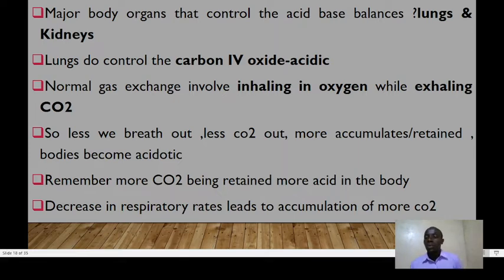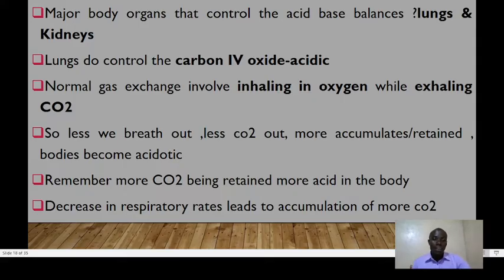So how do lungs work? Know that a normal gas exchange involves inhaling oxygen and exhaling carbon dioxide. So if we breathe out, it means less CO2 in the body. If we breathe out less, it means more carbon dioxide is going to accumulate, so it's going to be retained. It means our bodies are going to be acidotic because we have not released carbon dioxide. Carbon dioxide has been retained. So remember, when you have more carbon dioxide being retained, it means we'll have more acid in the body.